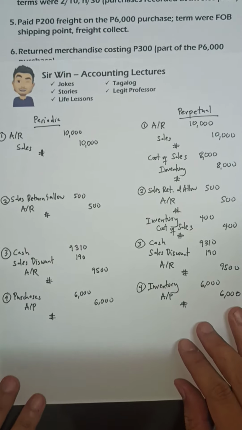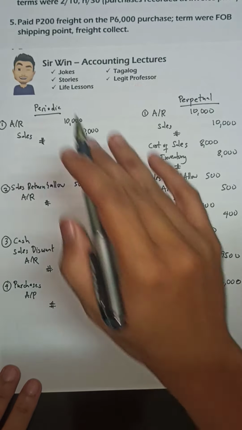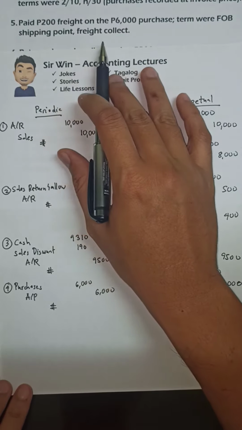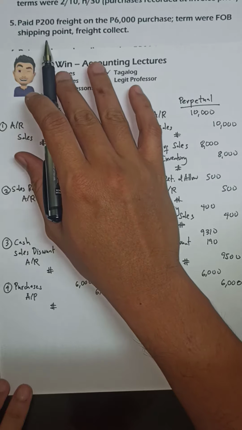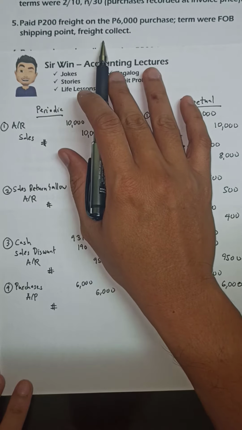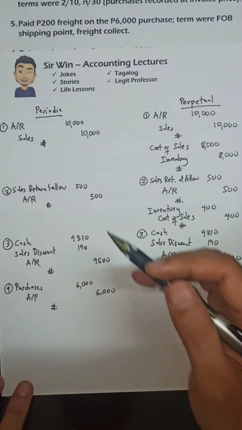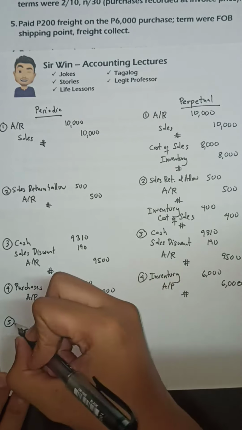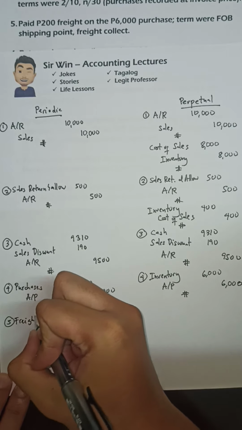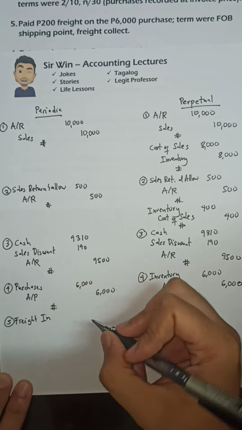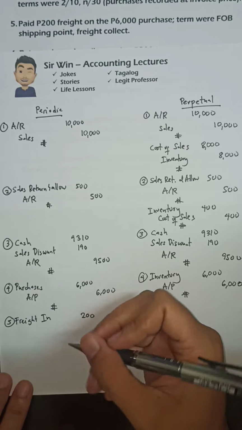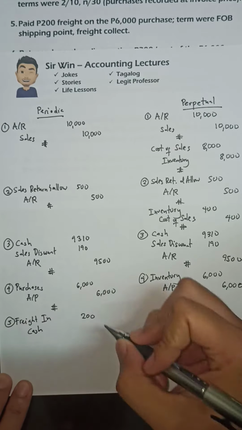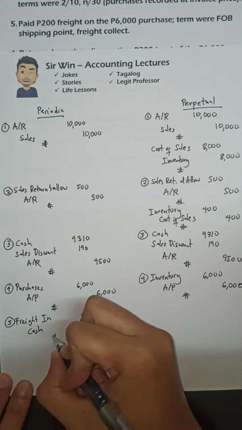Okay? Let's move on with the fifth one. Ang sabi dito, paid 200 freight on the 6,000 purchase. Terms, FOB shipping point, freight collect. It is the buyer who must record the freight and must actually pay the freight. So basically, yun nga yung nangyari, we paid the freight. So under periodic, ano yung magiging entry natin dyan? We are going to debit freight in amounting to 200 pesos. And we are going to credit, okay? Sabi yan, binayaran. So therefore, we credit cash, also amounting to 200 pesos.